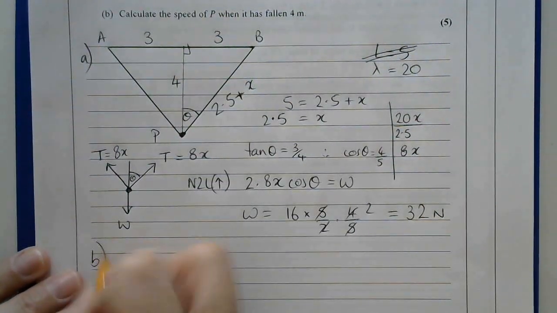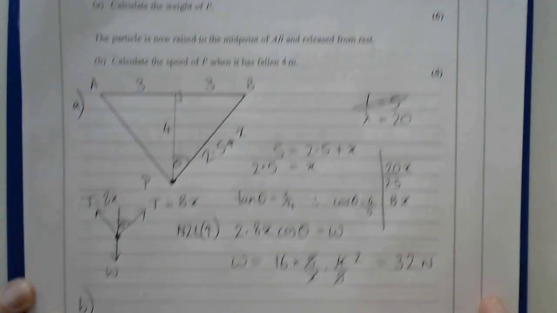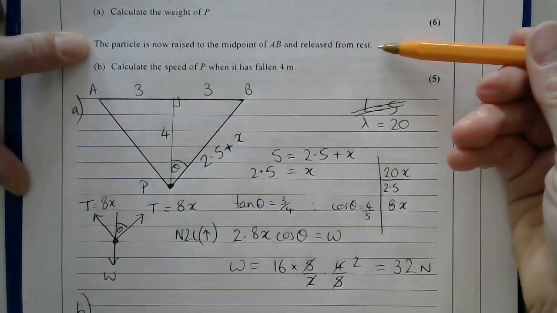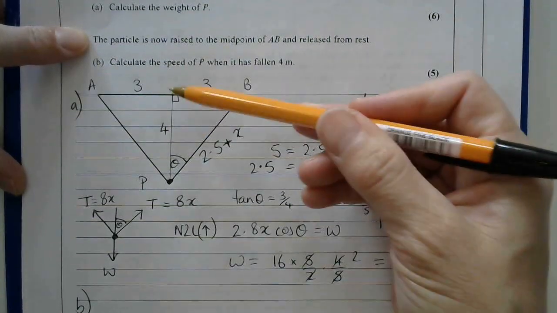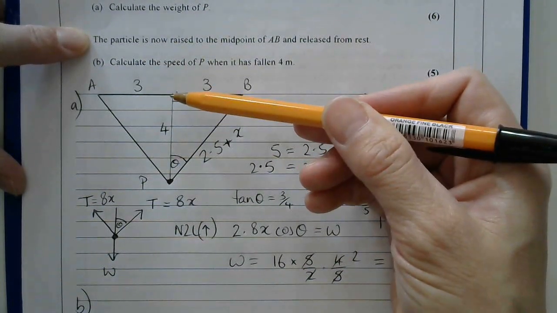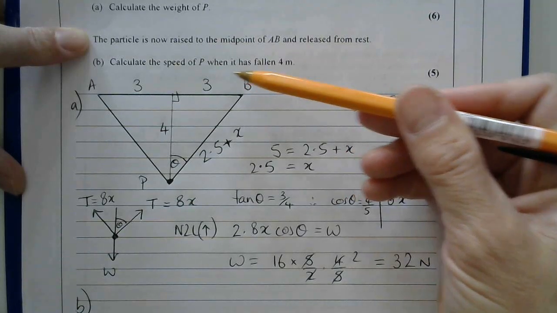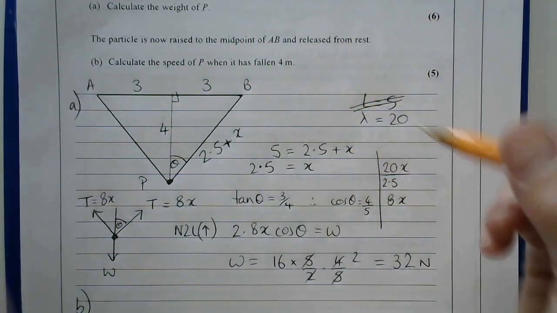Looking at part B, it says there's some extra information here. The particle is now raised to the midpoint of AB, so that's here, and released from rest. Calculate the speed of P when it has fallen 4 meters.